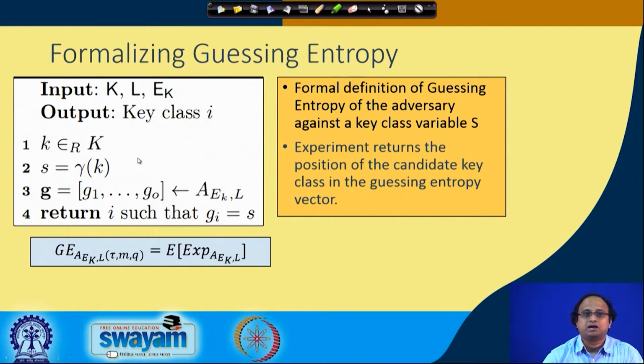Therefore, in this case the guessing entropy is nothing but the expected value of I. It is denoted by this notation: if I capture this I, which is an exact value, by a random variable, then the expectation of that random variable is what gives us the guessing entropy of this experiment. So this gives me a formal definition of the adversary against a key class variable S, and the experiment returns the position of the candidate key class in the guessing vector.